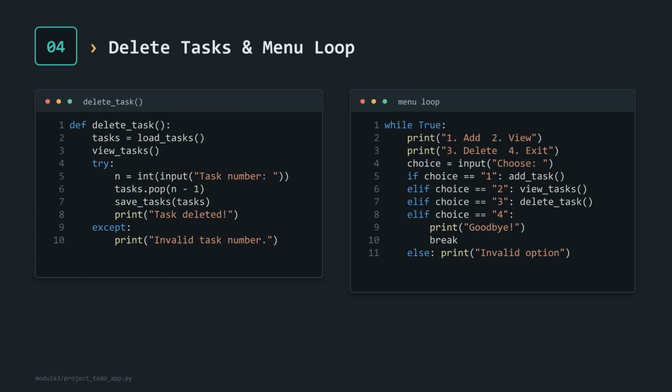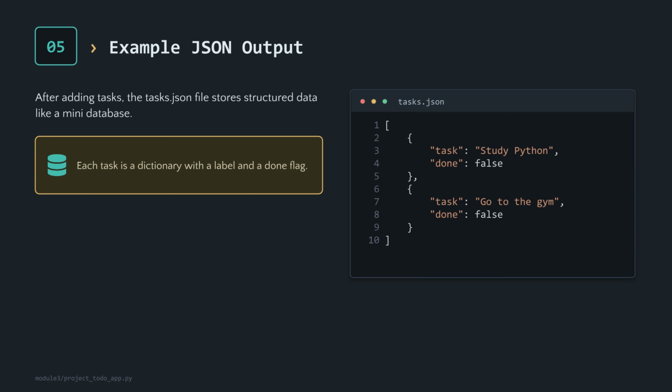Now deleting, plus the menu that ties it together. delete_task shows your tasks, asks for a number, and pops that item, converting to a 0-based index. If you type something that isn't valid, the except catches it and warns you instead of crashing. On the right is the main loop. It prints the menu over and over, reads your choice, and routes to add, view, delete, or exits cleanly when you pick 4. Let's peek at what actually lands on disk after adding a couple of tasks.